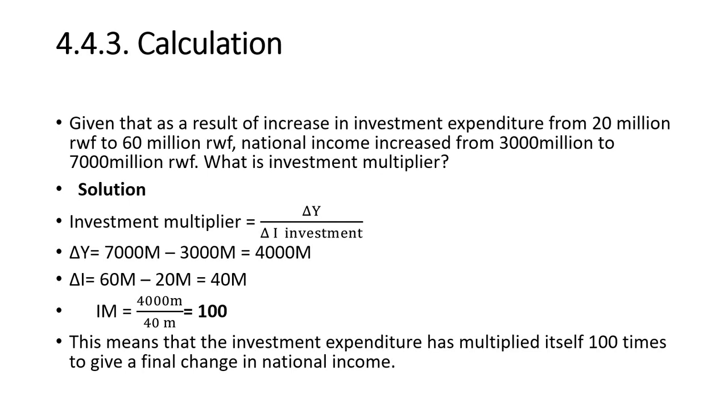You remember that we have seen the formula: investment multiplier equals change in income over change in investment. The final answer will be 100. This 100 means that the investment multiplier has multiplied itself 100 times to give the final change in national income. You will multiply 100 times to find out this 7 million.